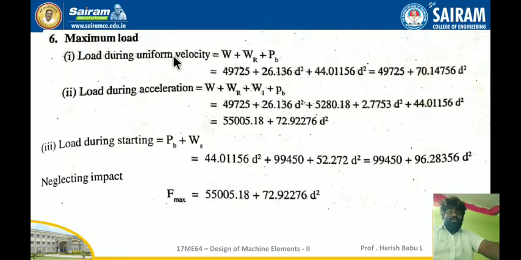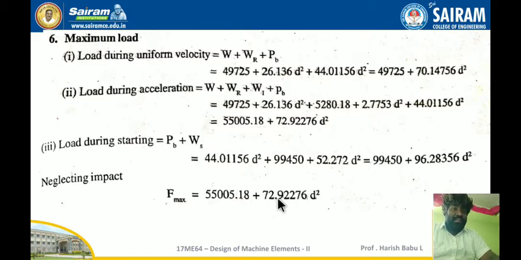Coming to the maximum load, the load during uniform velocity will be W plus WR plus PB, which I get as 49,725 plus 70.14756 D square. The load during the acceleration, that is W plus WR plus WL plus PB, I get as 55,005.18 plus 72.92276 D square. The load during the starting, that is PB plus WS, I get as 99,450 plus 96.28 D square. So neglecting the impact, I get P maximum as 55,005.18 plus 72.92276 D square.